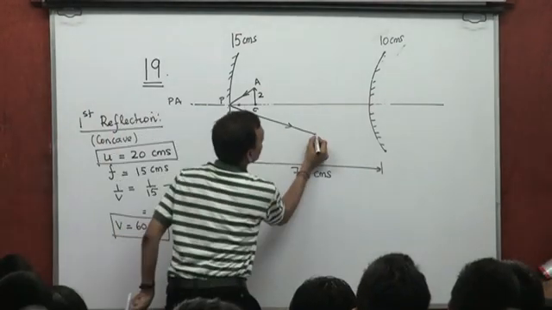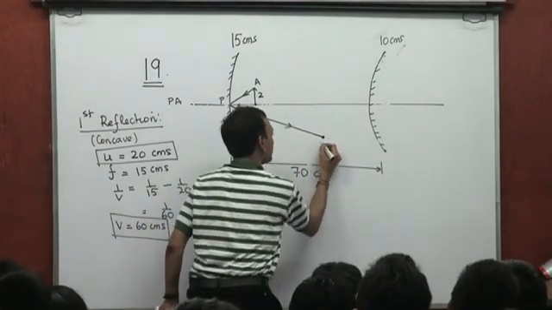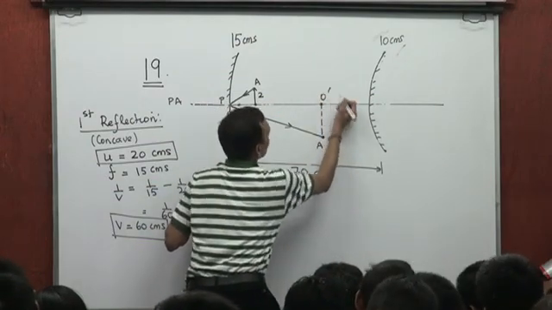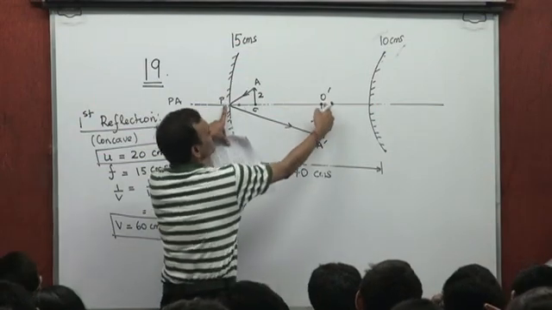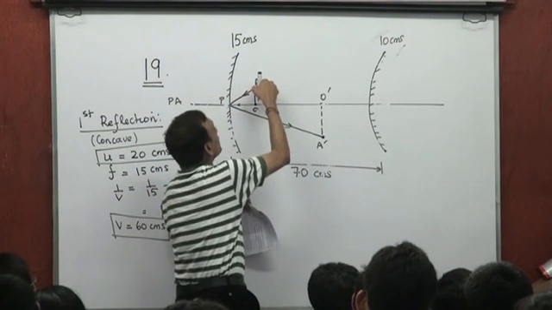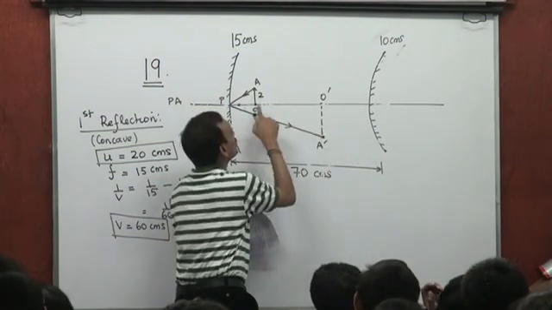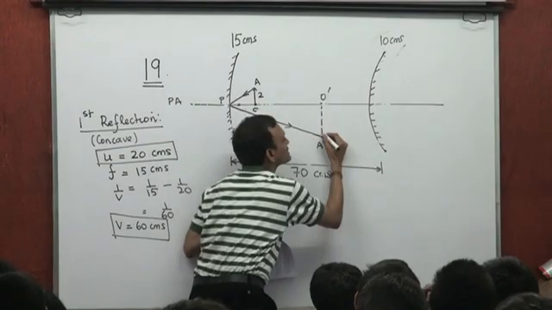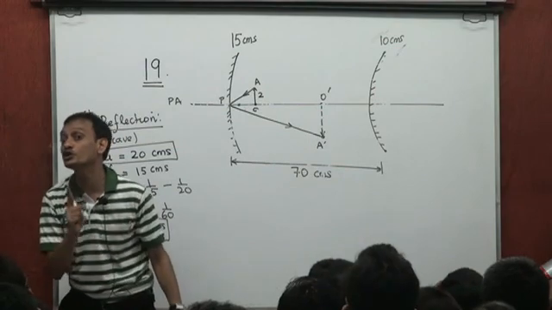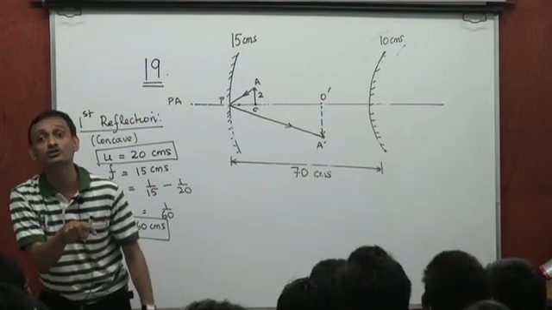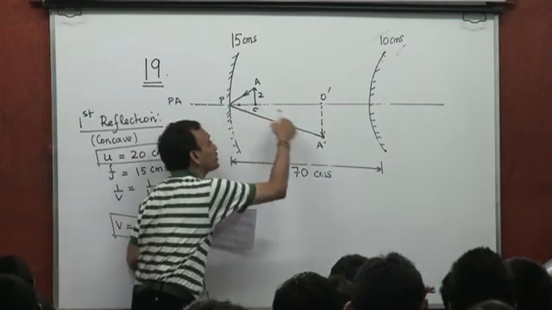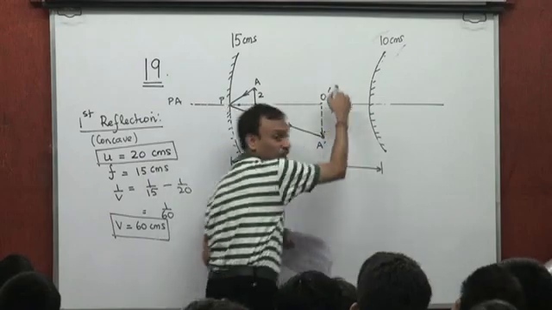So the image of A lies somewhere here, such that O is at O prime, A is now at A prime, and this is 60 centimeters. Since the image of A is formed here, if OA was like this, now OA is like this. So the image is inverted. So don't take recourse to the sign of magnification to check whether the image is inverted or erect. Just an ordinary ray diagram will tell you that the image is indeed inverted.